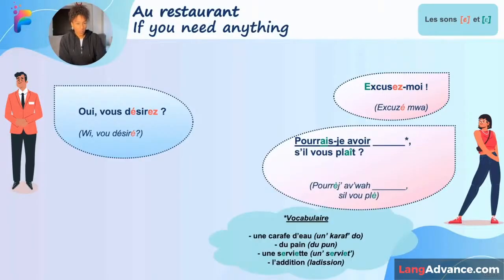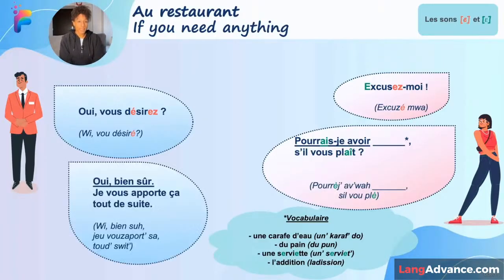A bit of extra vocabulary. Une carafe d'eau, jug of water. Du pain, some bread. Une serviette, a napkin. L'addition. Do you remember what it was? The bill. Yes. So let's try just one to see. Pourrais-je avoir du pain, s'il vous plaît? And then they will most likely use something like that. Oui, bien sûr. Je vous apporte ça tout de suite.